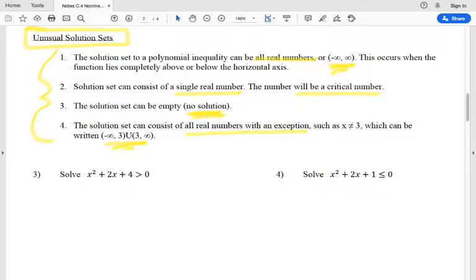And so you would write it something like this, where you're going negative infinity to 3, and then you have a break there with those parentheses, and then that same number to infinity. All right, let's look at some of those examples.